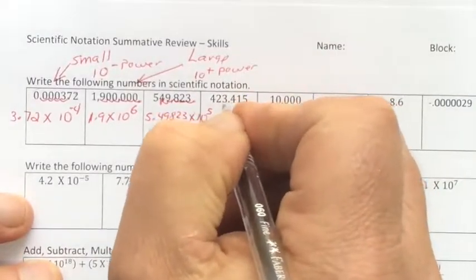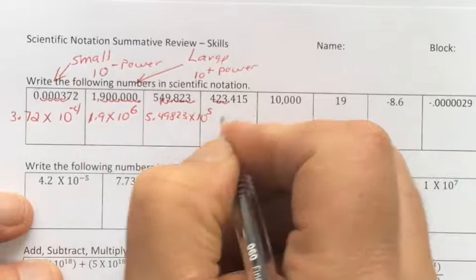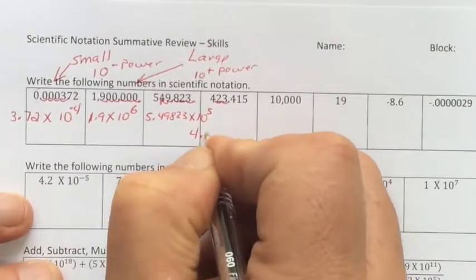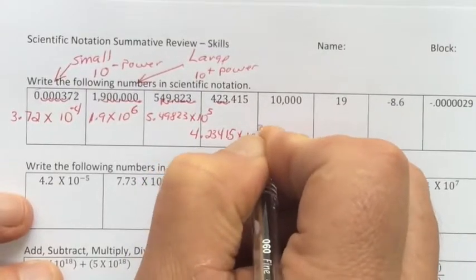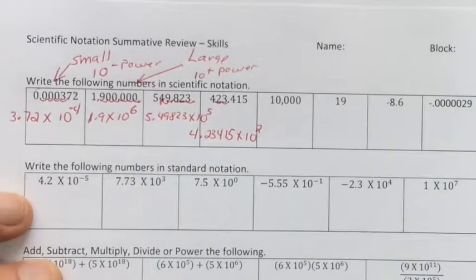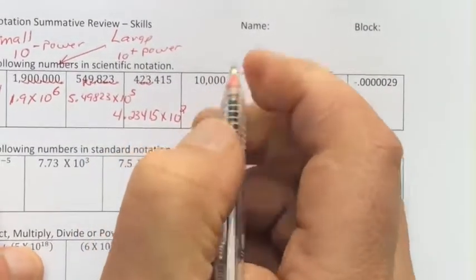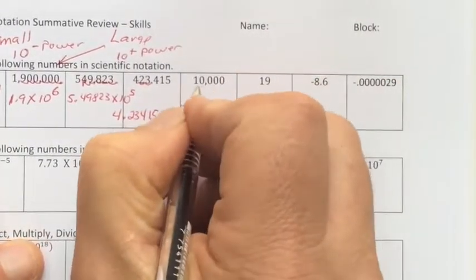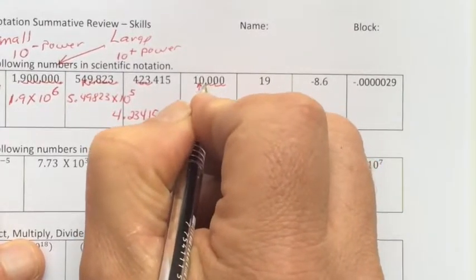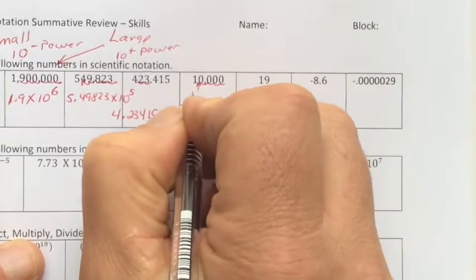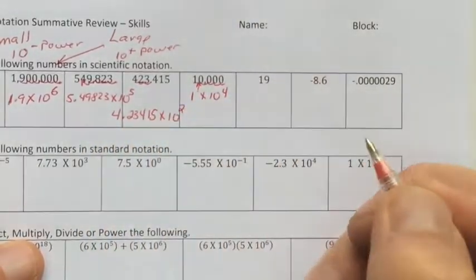This is also a large number, so it will be a positive power, and I can say I need to move it 2 times. So it's 4.23415, and we moved it 2 times. This is also a large number, so it's going to be positive. So I want to get it to right there. 1, 2, 3, 4. That's a 4 power, so it's 1.0, or just 1, times 10 to the 4 power.